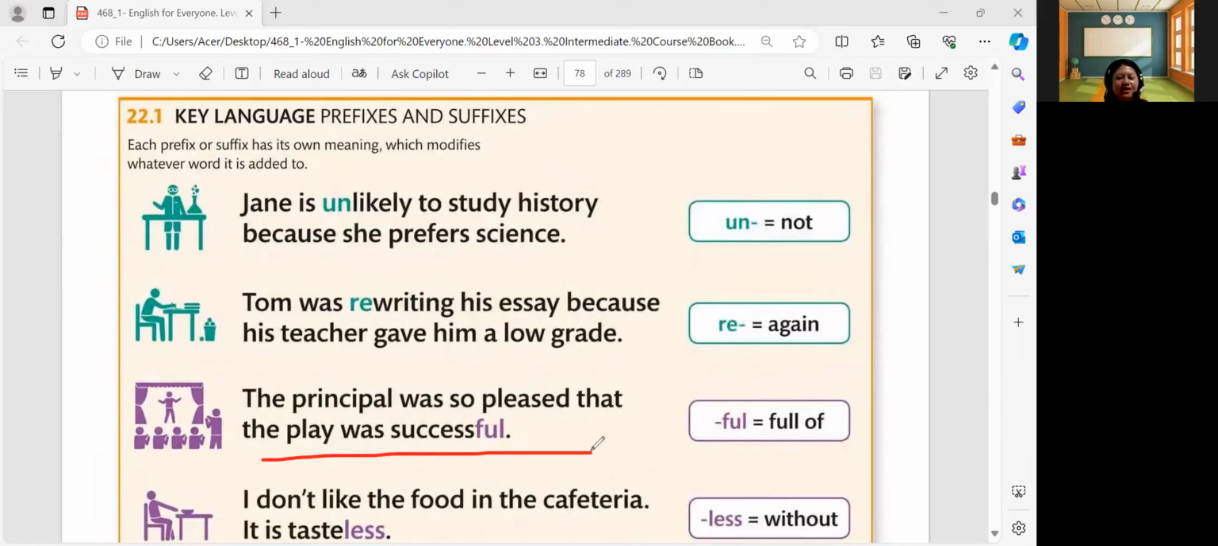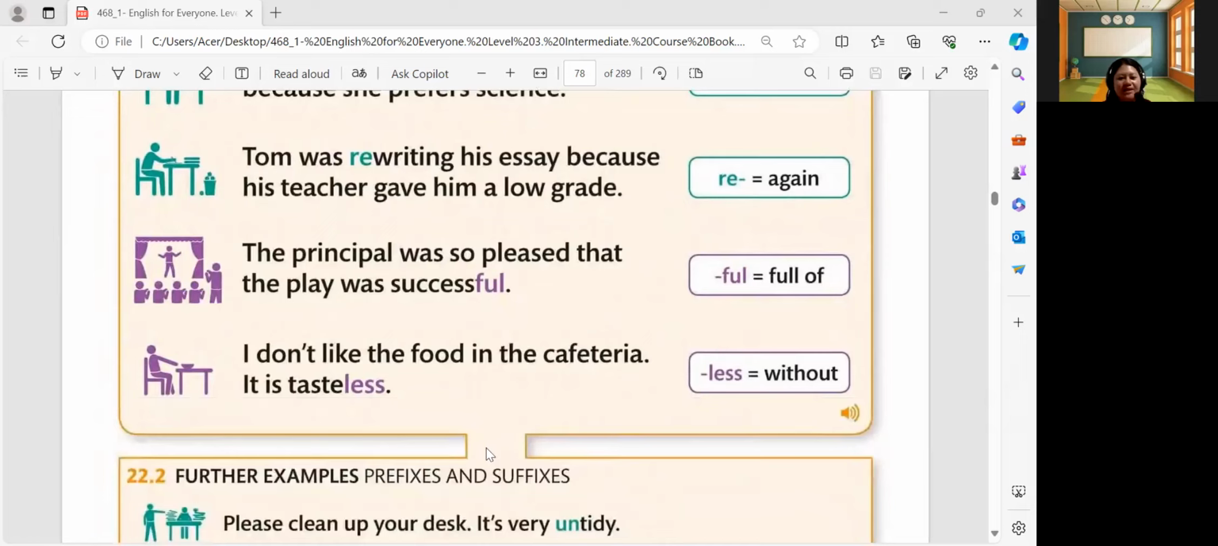The principal was so pleased that the play was successful. So the word "full" here means full of. Understand? Okay, how about the next example?